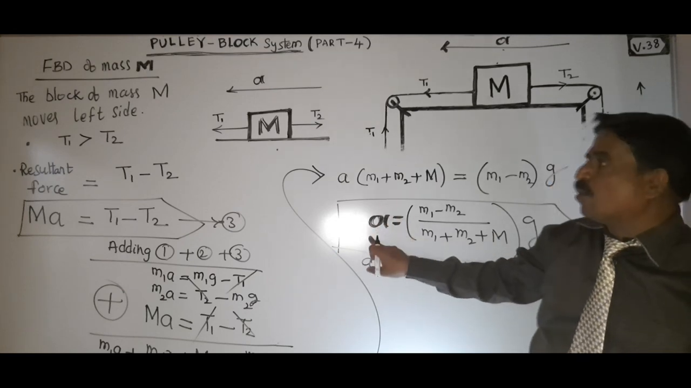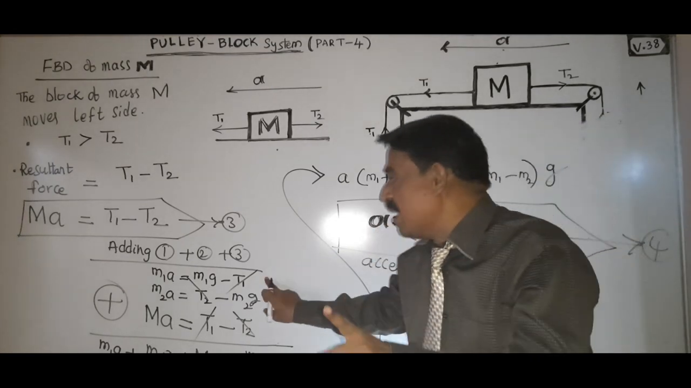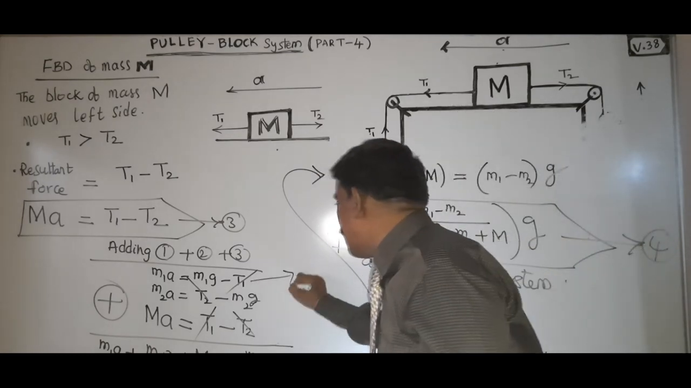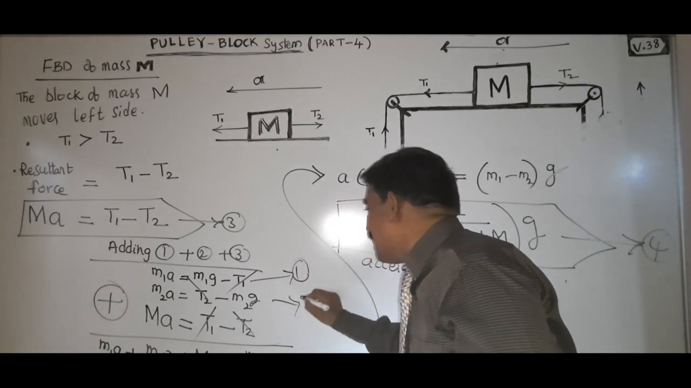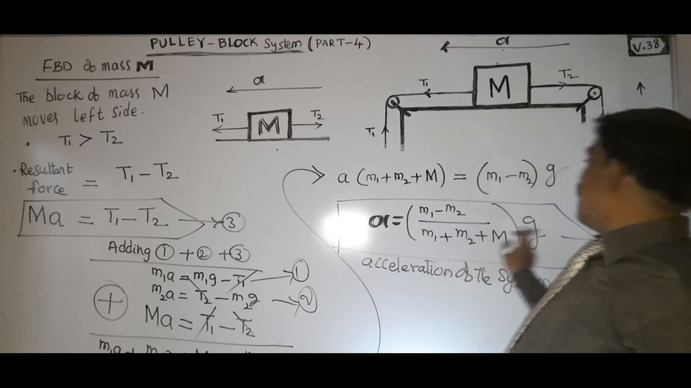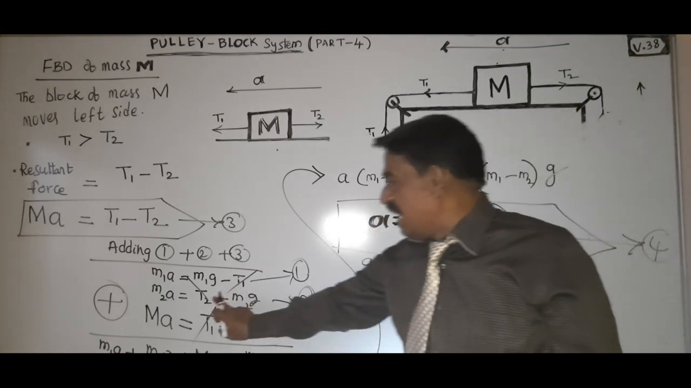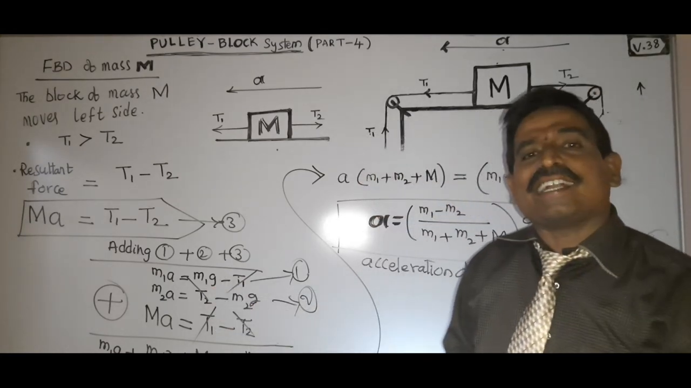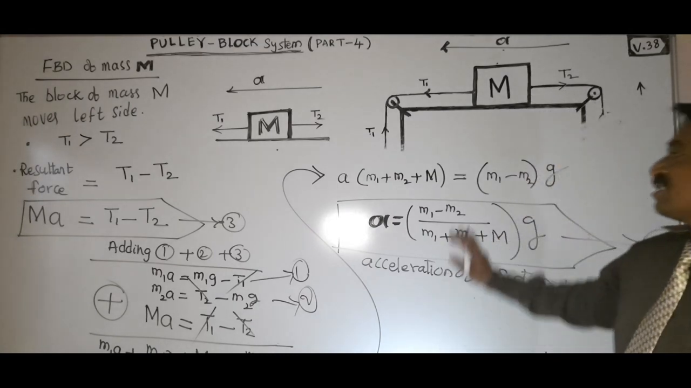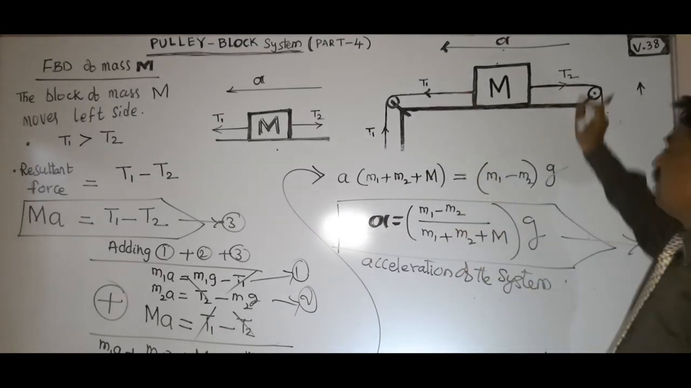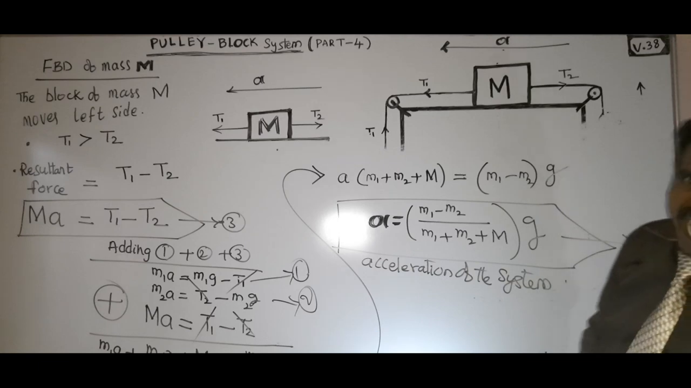Substitute this value in equation 1, and we get tension T1. Substitute this value in equation 2, and we get tension T2. In this way, we are finding tensions T1 and T2. It is the expression for acceleration.